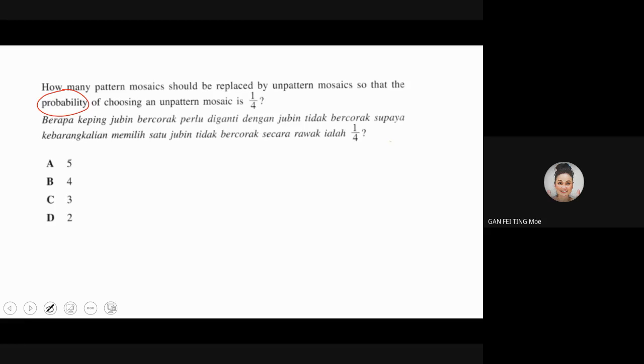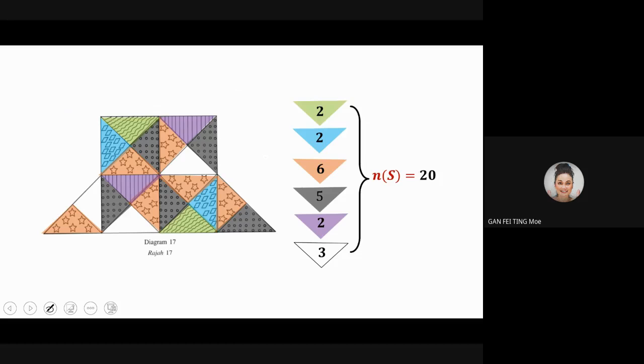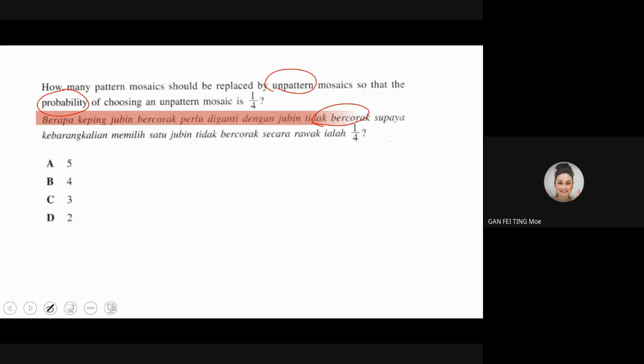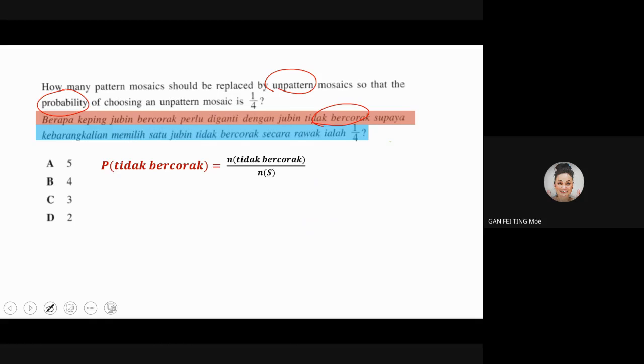Now the question says the unpatterned one. They want the unpatterned mosaic, jubin yang tidak bercorak. Which one is jubin yang tidak bercorak? This is the one. If you don't understand jubin tidak bercorak, then it won't help you also. So I put here, this is the information, this is the question. For the jubin tidak bercorak, why am I doing this? I replace this by using the formula P(A) equals n(A) over n(S).